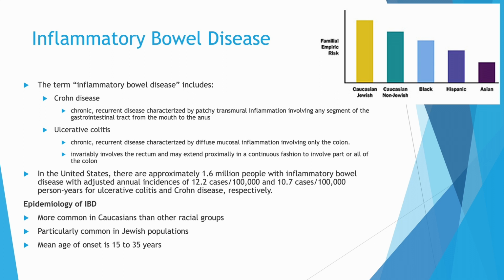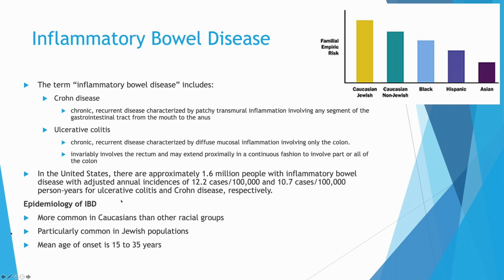Now, in the United States, there's approximately 1.6 million people with IBD. That's a lot. It's not terribly uncommon to see this. Now, there is a familial empiric risk. We see it a lot in the Jewish population, and I'm not talking about the religion Jewish population. I'm talking about Eastern European Jews and Ashkenazi Jews.